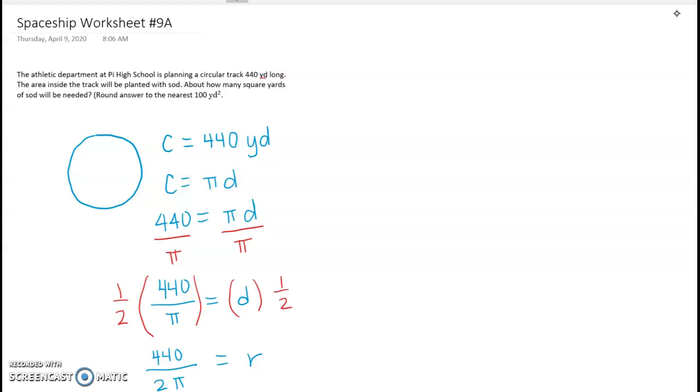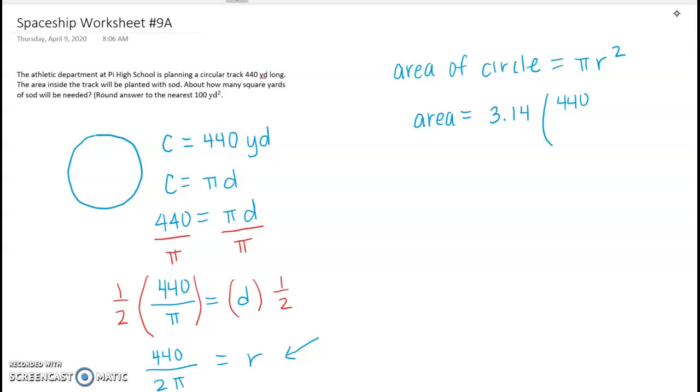So the radius is helpful because I'm trying to find the area, and the area of a circle is pi times the radius squared. So we can use this for our formula. So our area is going to be pi, 3.14, times the radius squared. So I'm going to have 440 over 2 times 3.14, and then that's going to be squared. I can enter this into the calculator just like that.